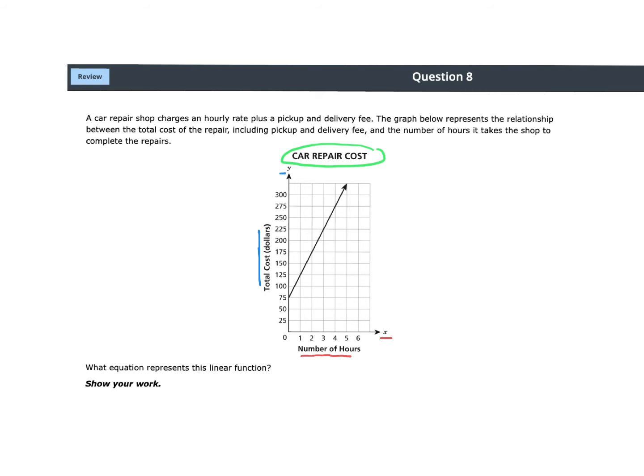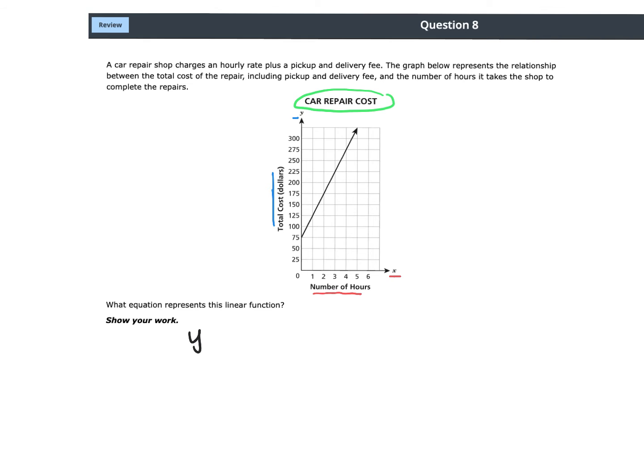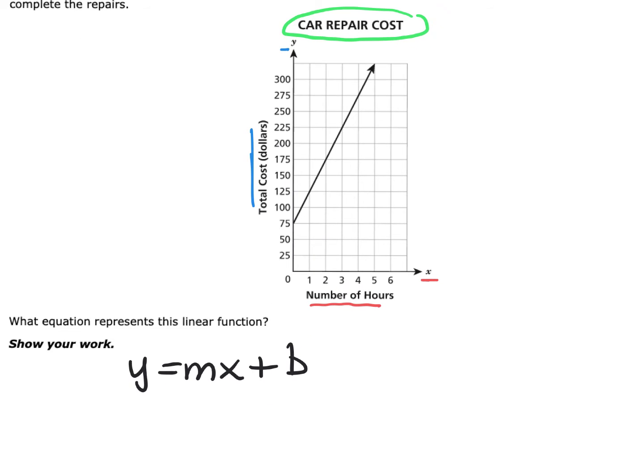So what equation represents the linear function? Now I'm going to encourage you not to get stuck up in the words here and just notice this is a linear function. So this is y equals mx plus b. So they're simply asking you, find that y-intercept. And I know you can read that right off the graph and say we have a y-intercept of 75. So that'd be plus 75. They're simply asking you what is the slope.